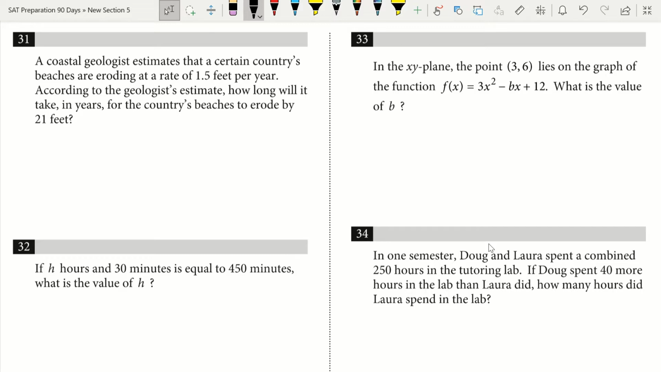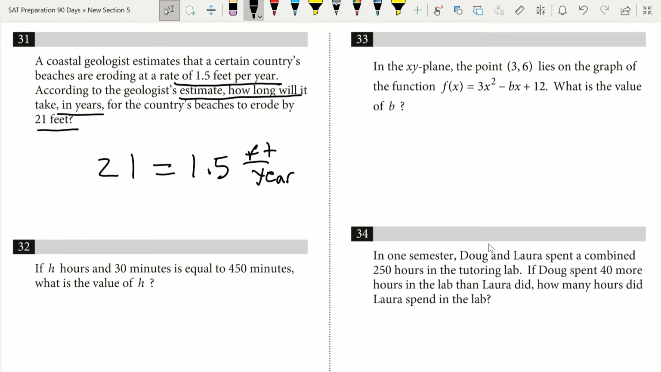So we have a coastal geologist estimates that a certain country's beaches are eroding at a rate of 1.5 feet per year. According to the geologist's estimate, how long will it take in years for the country's beaches to erode 21 feet? Okay, well that erosion of 21 feet has to equal that erosion of 1.5 feet per year times however many years we have, which we'll call a y, right? A big Y for years.